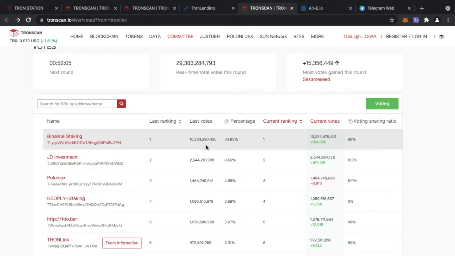With Binance, it's slightly different because you're on exchange. It's not automatic. You're not directly freezing to Binance. Binance is doing it on your behalf, so the distribution might be slightly different.